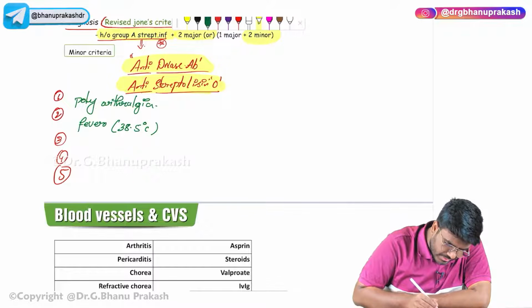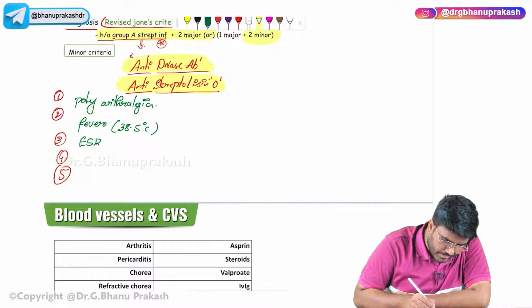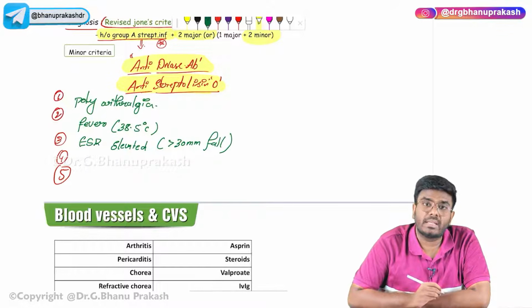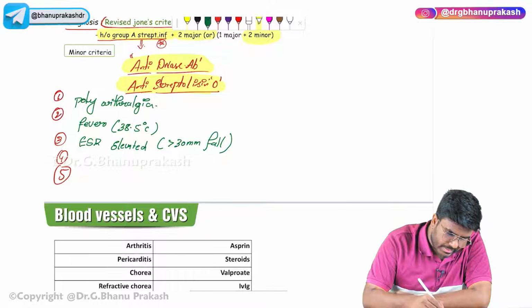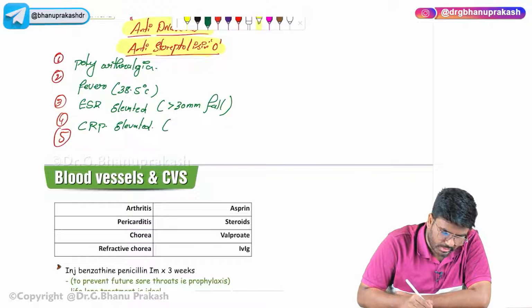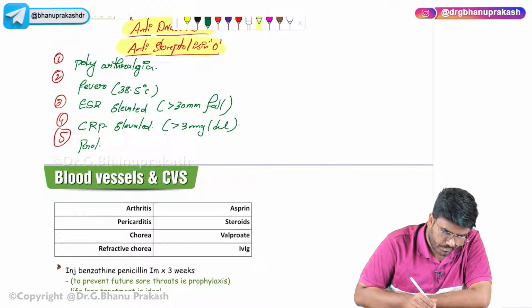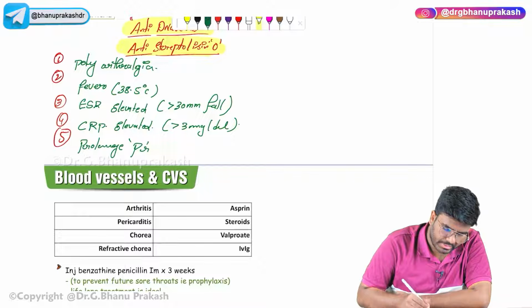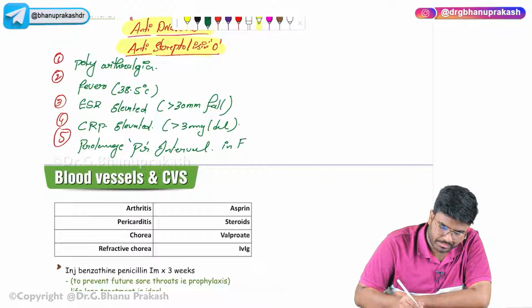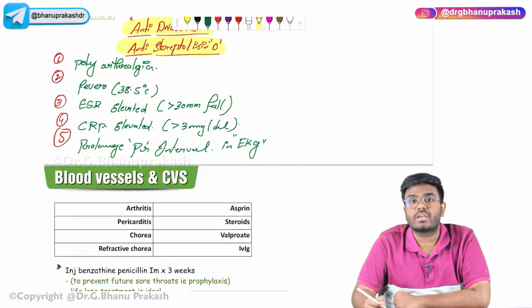Okay, ESR, how much elevated? ESR elevated more than 30 mm fall. If there is more than 30 mm fall, then it's considered as a minor criteria. And CRP, C-reactive protein elevated. See, they are all suggesting the inflammation in the body, more than 3 milligrams per deciliter, and prolonged PR interval. See, prolonged PR interval in EKG is also considered as a minor criteria.